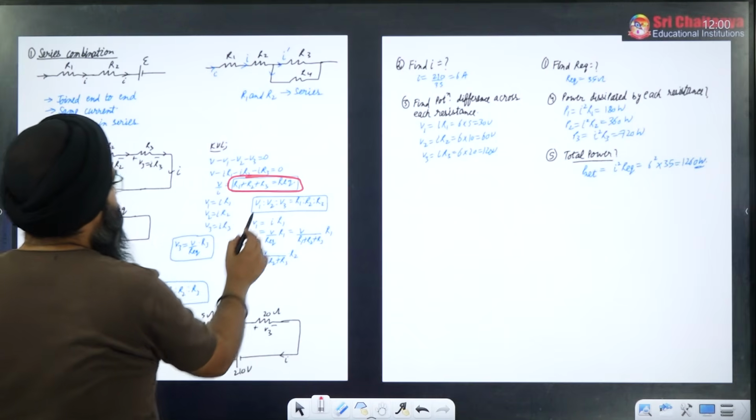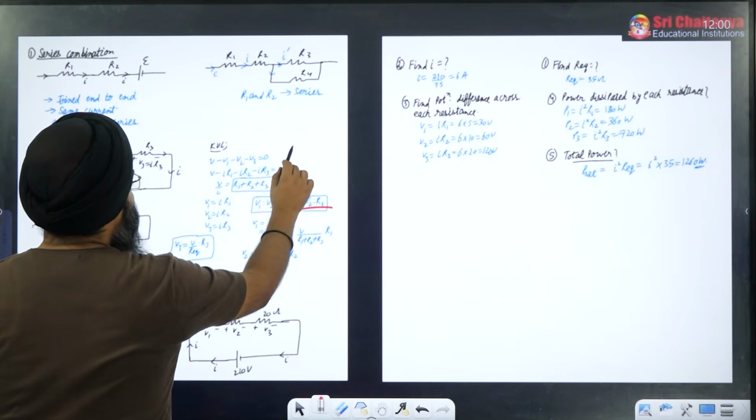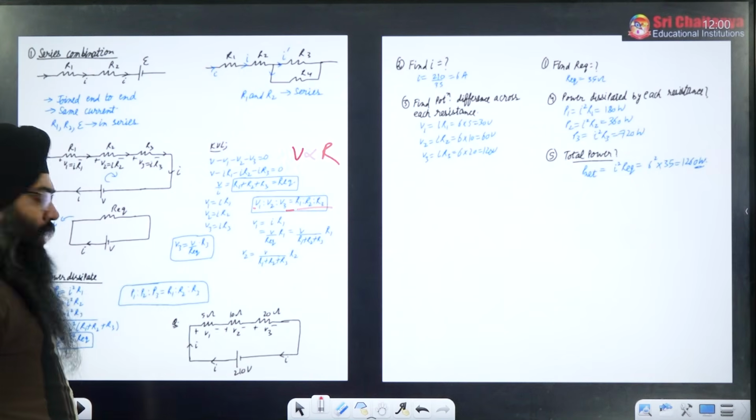In series combination, the voltage across the different resistors will be proportional to the resistance. V will be directly proportional to R. So V1 is to V2 is to V3 will be R1 is to R2 is to R3.